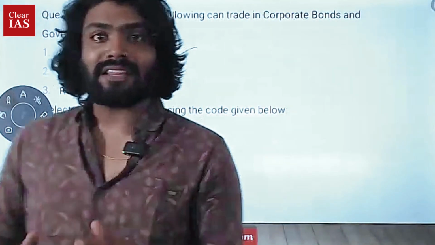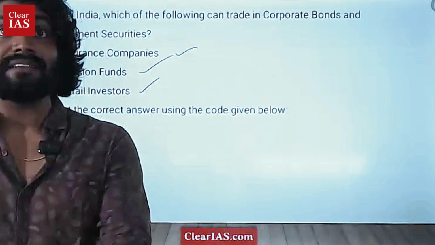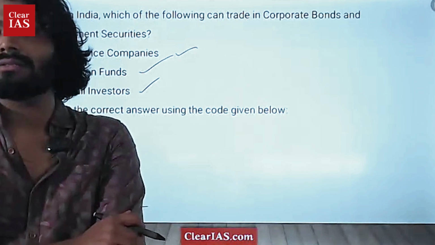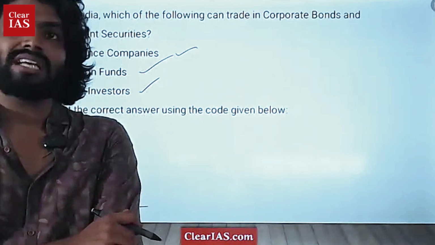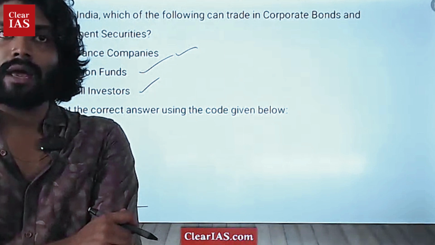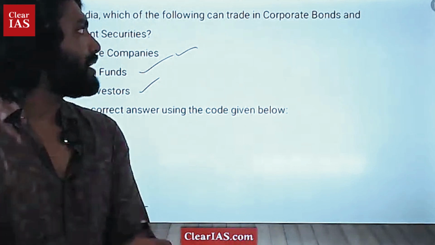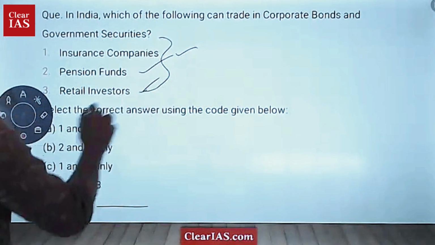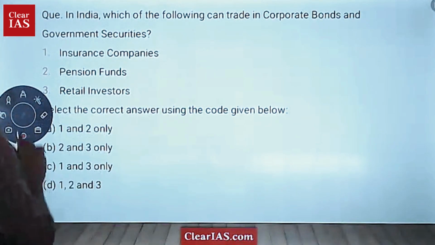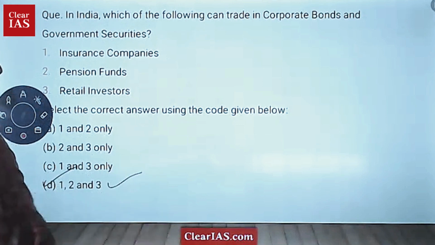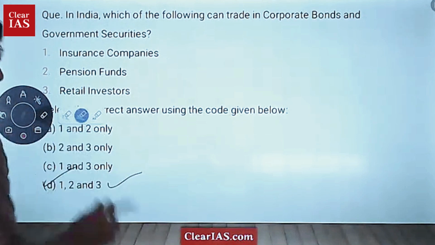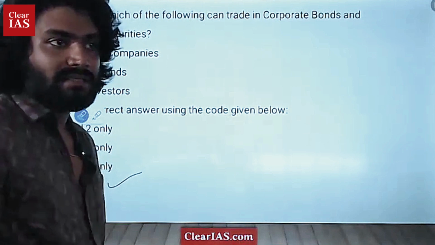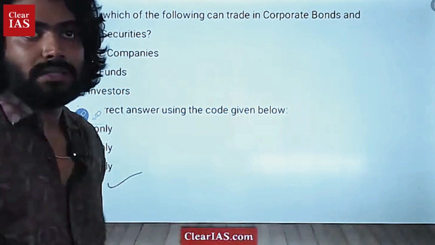But with respect to government securities, you might have a question whether they are eligible for buying them. But there are no such restrictions on anyone. Both government securities and corporate bonds can be bought by all three. So the answer is 1, 2, and 3. Not exactly a very simple question, but a certain thought process would actually guide you to the answer. Okay.